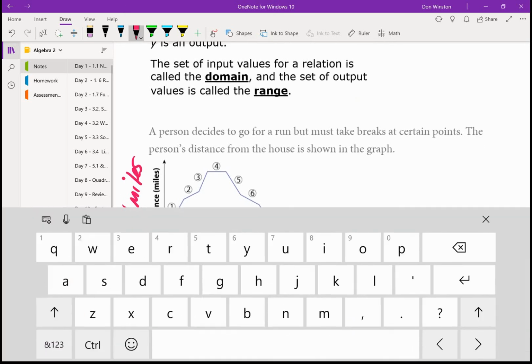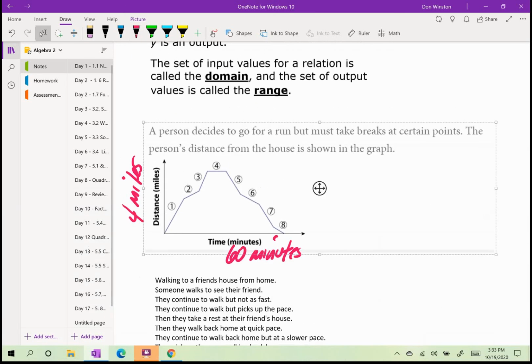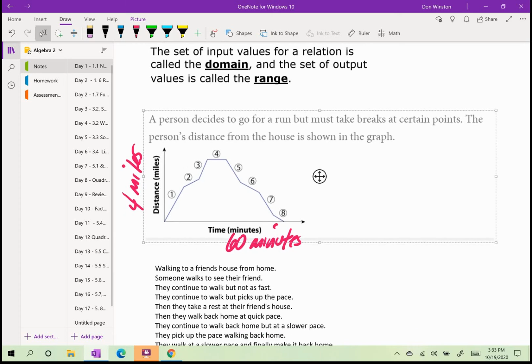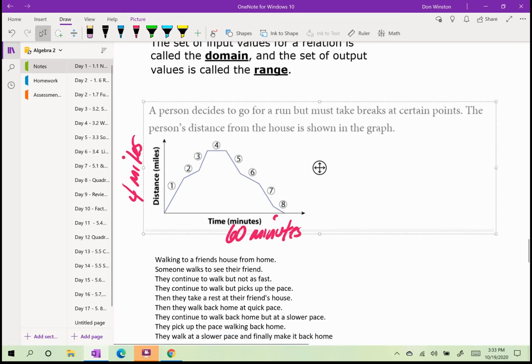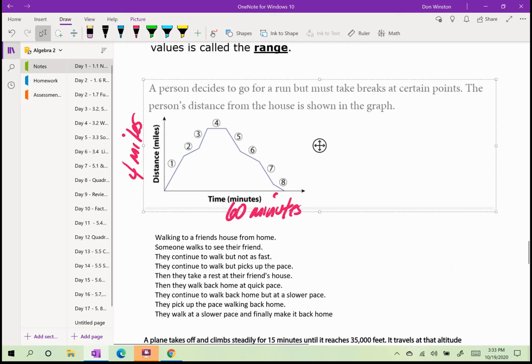So let's interpret this graph here. So this person decides to go for a run, but must take breaks at certain points. So let's say they're running to a friend's. So somebody is running or walking to their friend's house from home, or they're running from home, however you want to look at it. Okay, so let's see here. Someone walks to see their friend.